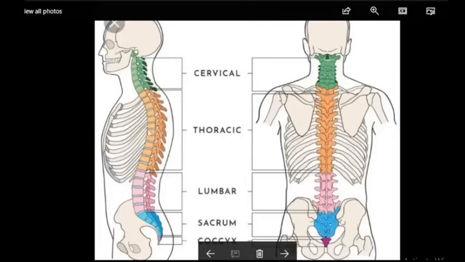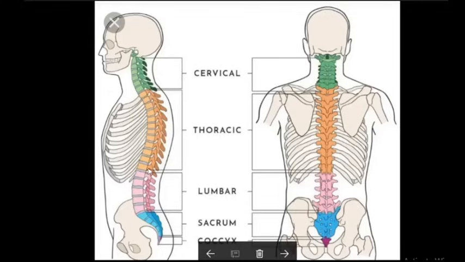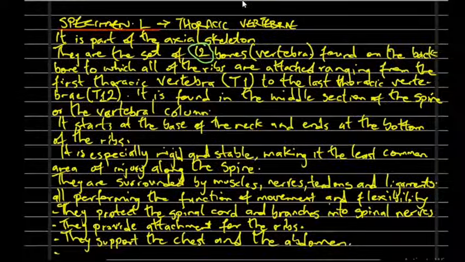If you look at this picture here now, we understand it better. The ones we have from this place here that are shown in brown color to this one here, they make up the thoracic vertebrae. So that is what we have to see about the thoracic vertebrae. Now let's move to the next specimen. So our next specimen now is specimen M.